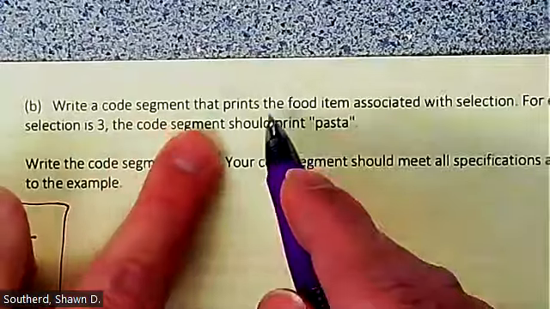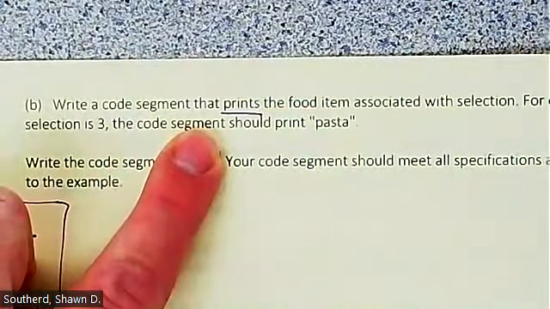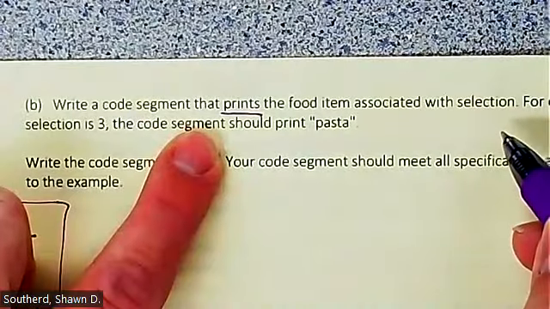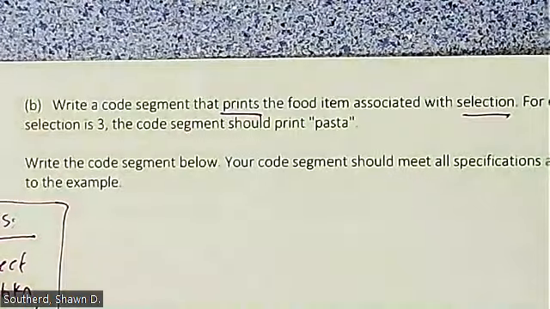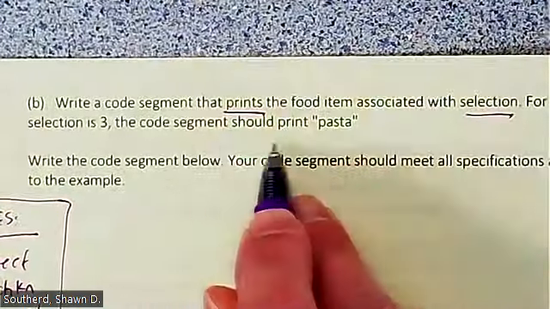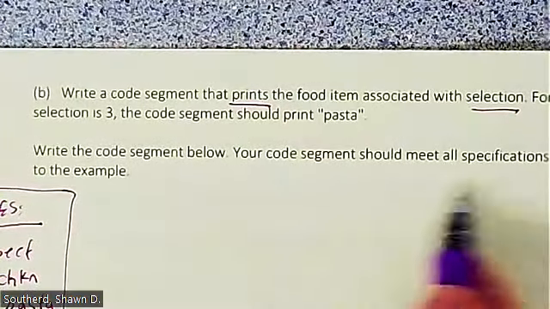What they want to know, reading through the question just to make sure I identify it: we read a code segment, it's going to print. So in my head, I'm like, okay, System.out.print the food item associated with selection. That's my variable, I think, that was created on the first page. If selection is 3, the code segment should print pasta. So it tells you right there.